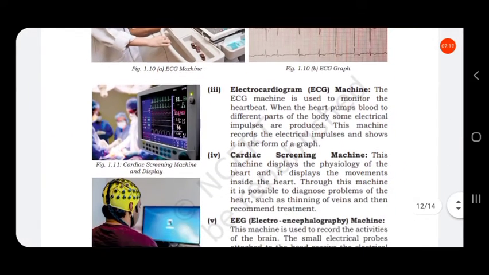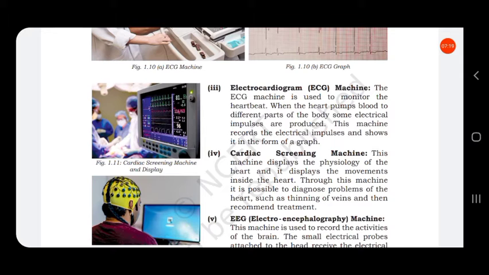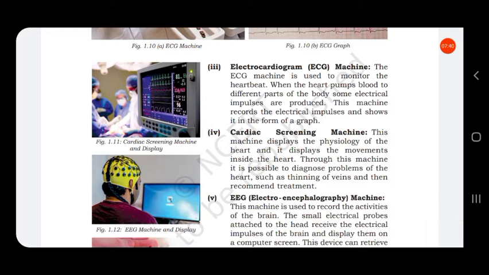Then next one is cardiac screening machine. So this machine displays the physiology of the heart and it displays the movements inside the heart. Through this machine, it is possible to diagnose problems of the heart such as thinning of veins and then recommend treatment.